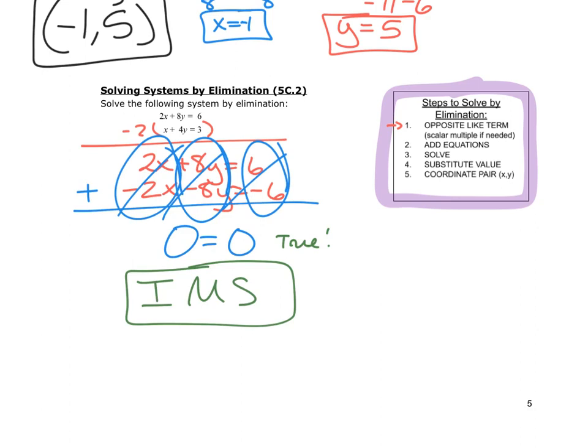If I had been able to continue to solve this, I would have plugged in numbers very similar to what I did with substitution. You solve, you substitute a value, and you end up with a coordinate pair.